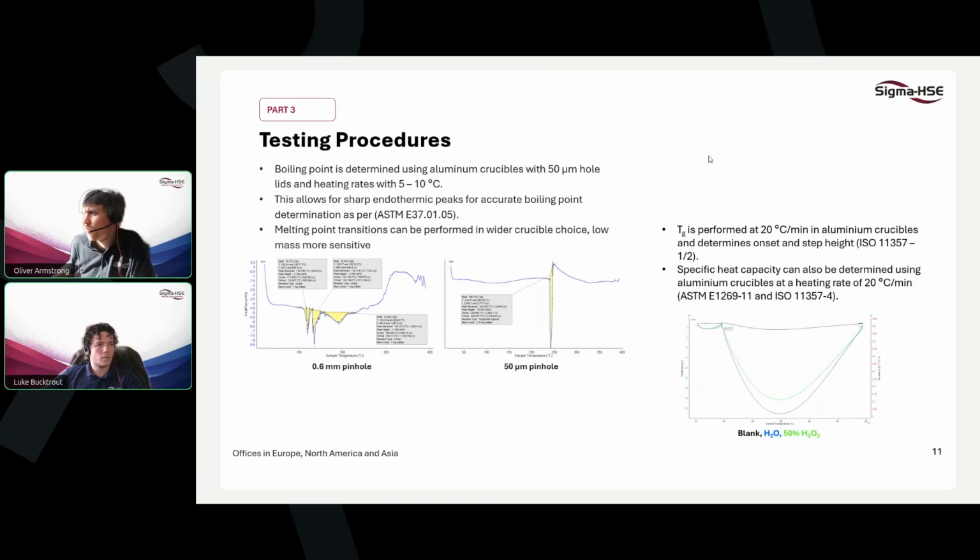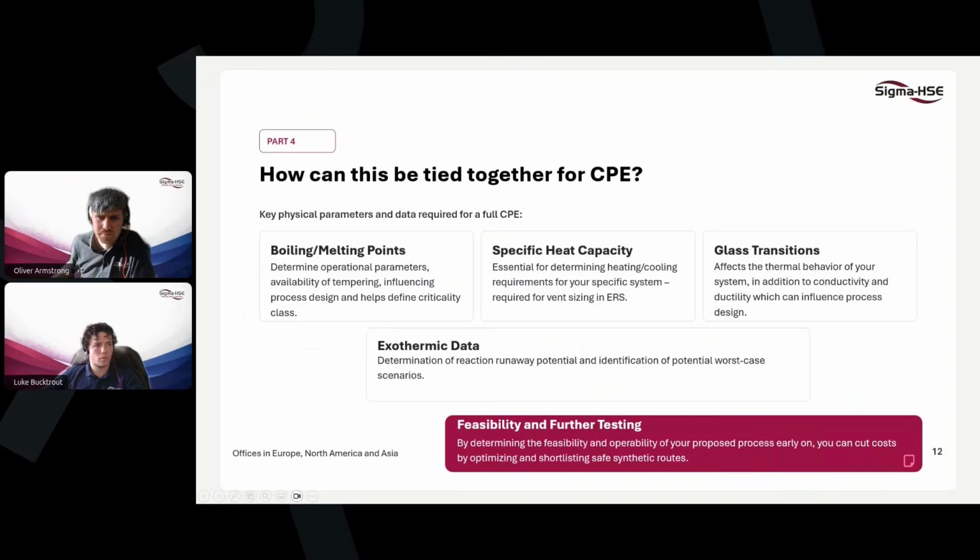So I think we'll go next on to how we use all of this information and tie it together for chemical process evaluation. Okay, yeah, cheers for that, Ollie. So now for the last part, as I said, we're going to try and tie everything up and show you how we can combine all of the data we've talked about to give you a full picture of your process purely from using just DSC.